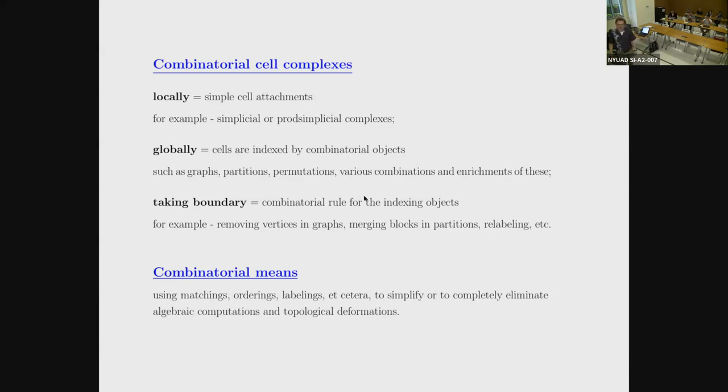What's more interesting is that globally the cells are also indexed by combinatorial objects. So I will give you certain families of such indexing objects. It could be graphs, partitions, permutations, or something else you can phrase in the combinatorial language. And not only can you index all the cells in the space by some combinatorial names, but also the operation of taking boundary is given by some combinatorial rules working on the objects, which could be removing vertices or merging some labels or something like that.